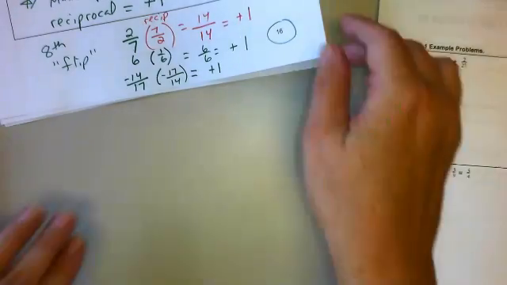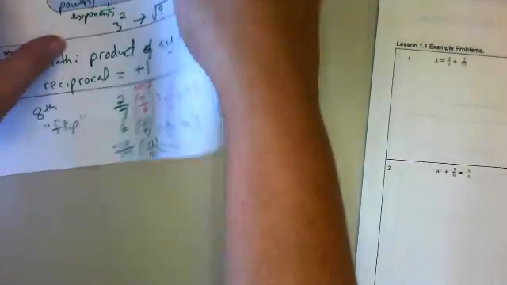Now if we flip over to page 17, oops, I am on the wrong page, okay? Let's get this over here. Okay, so again, we're on page 17. Example 1, x equals 4/9 plus 2/27.